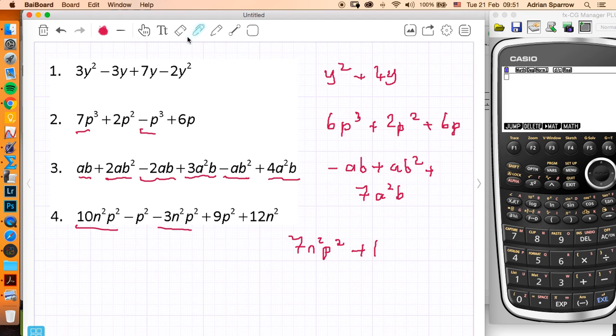Oh, sorry, my mistake. I can't add those two together. That one, add that one, that's fine. Those two go together. So that's going to give me 8p squareds. So that's this one and this one added together. And there's nothing I can do with the 12n squared because it's just n squared on its own. It hasn't got any p's with it. So I just leave it like that.